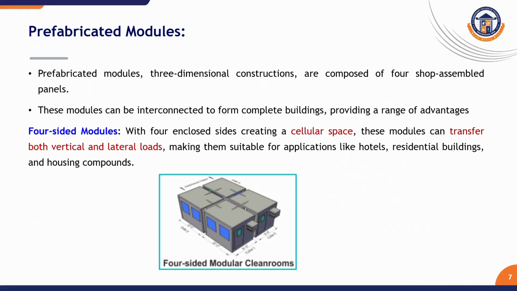Next, we will look into the types of prefabricated modules. Prefabricated modules of three-dimensional constructions are composed of assembled panels. They are four-sided modules, partially open-sided modules, open-sided modules, and modules supported by primary structures. Four-sided modules are fully enclosed on the four sides, suitable for hotels, residential buildings, and housing compounds, and they transfer both the vertical as well as the lateral loads.